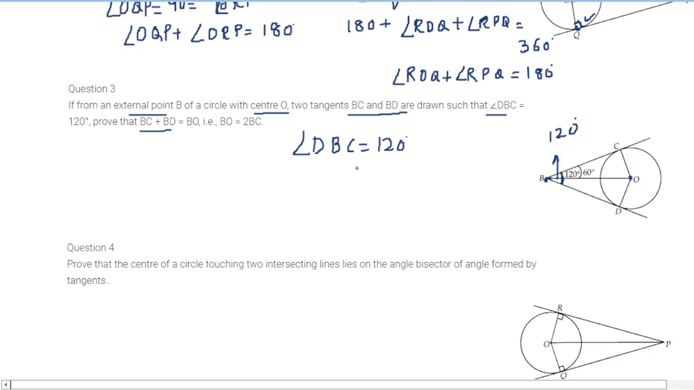So it means angle OBC will be equal to angle OBD, since OB is the angle bisector. That means they are each half of 120 degrees. So they both are 60 degrees. So this angle is 60 degrees.